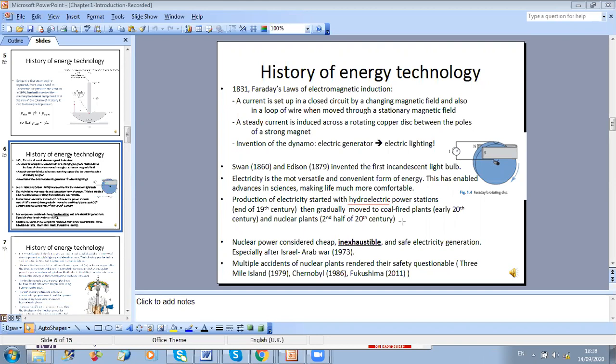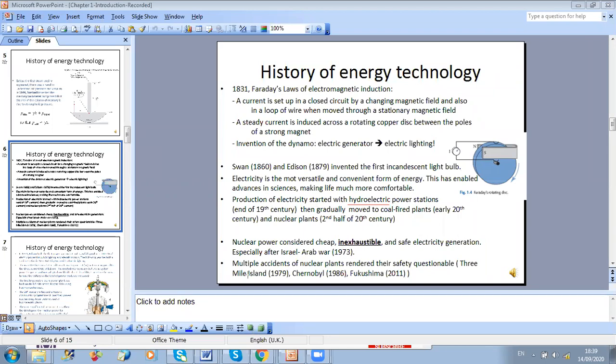Now, nuclear power was considered cheap, and it produces a lot of energy, but the issue is that safety is not very high in these systems, and multiple accidents at nuclear plants render their safety very questionable, so we try to reduce nuclear energy. One of the main accidents were in Fukushima and Chernobyl. This is why we reduce the use of nuclear energy as a way to produce energy.